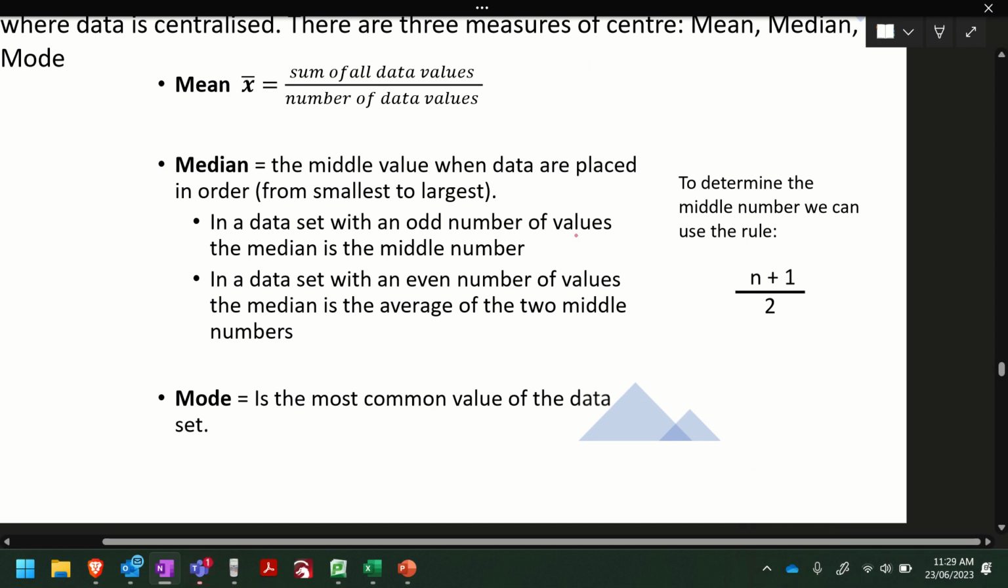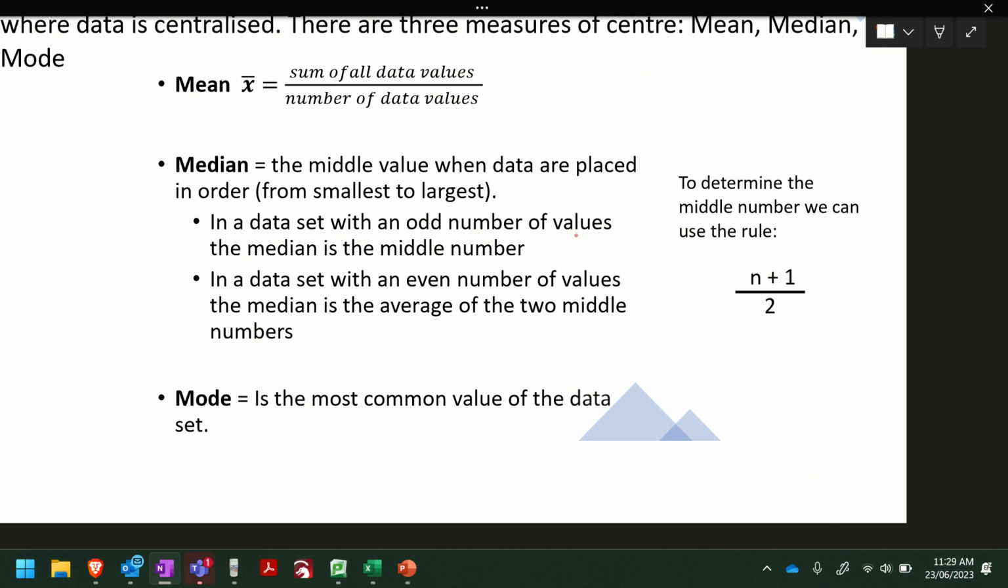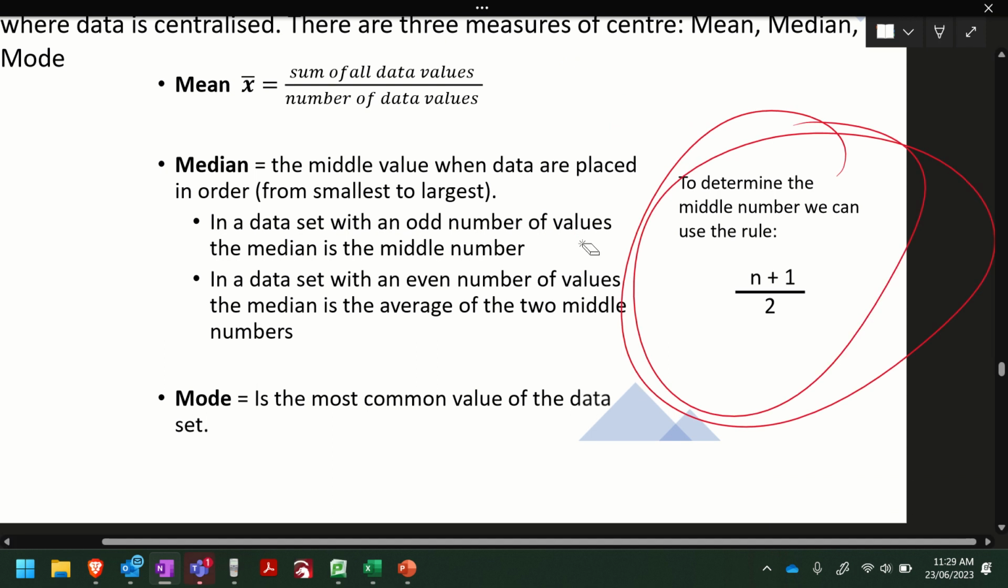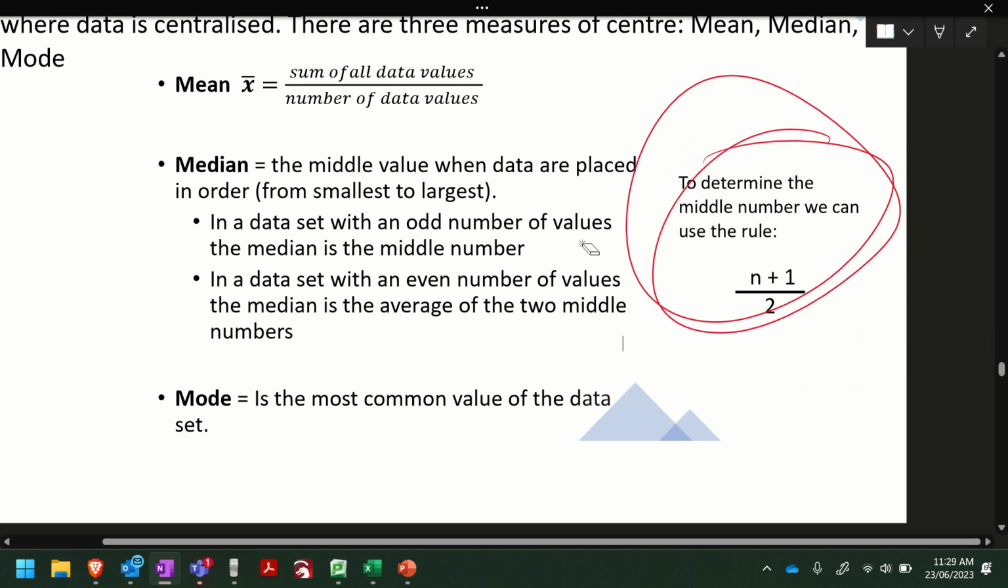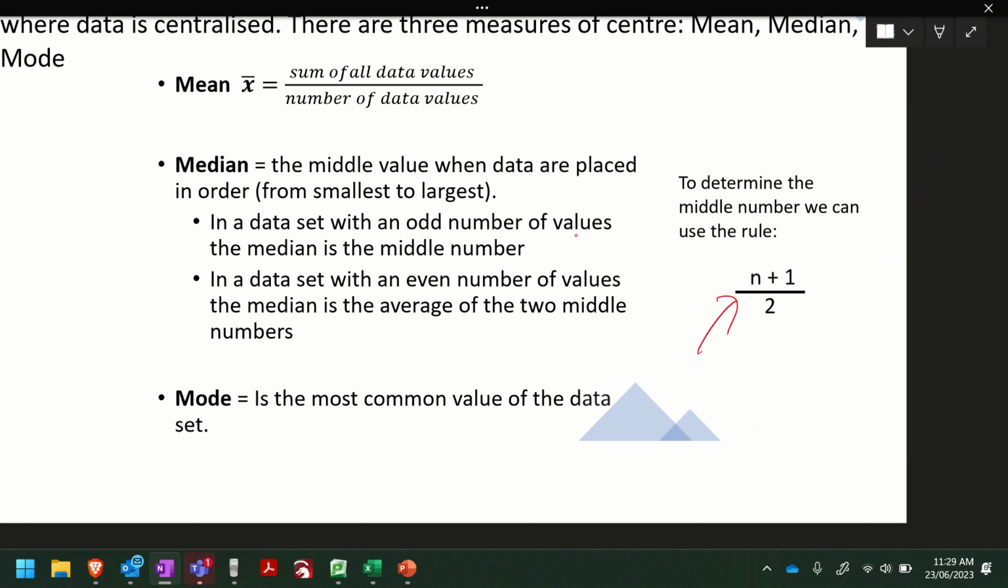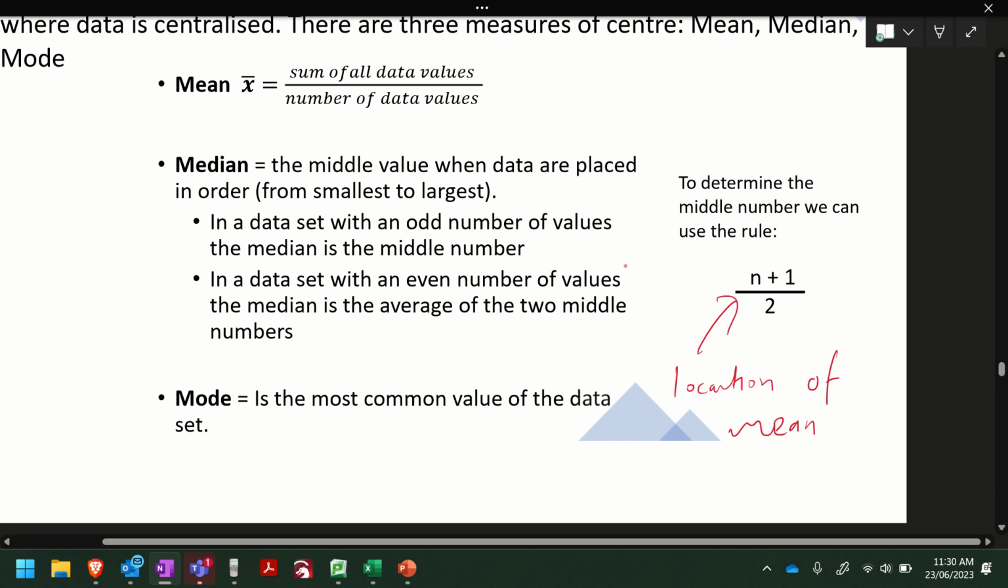Remember as well with the median, if you have heaps of numbers, you don't want to be trying to find the number manually by canceling a number on each end each time. Just use this formula. This rule gives you the location of the median, where it is in the number line. The mode is the most frequent number, the one that appears the most often.